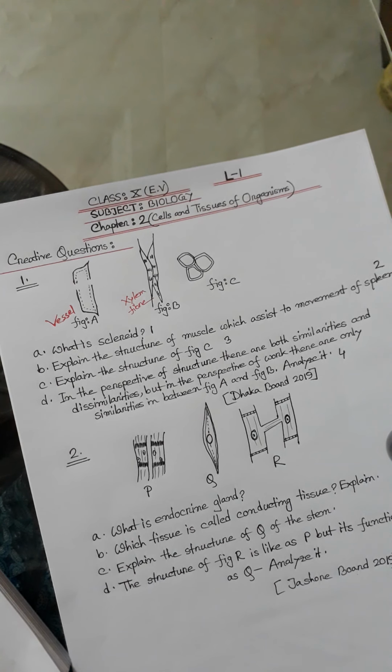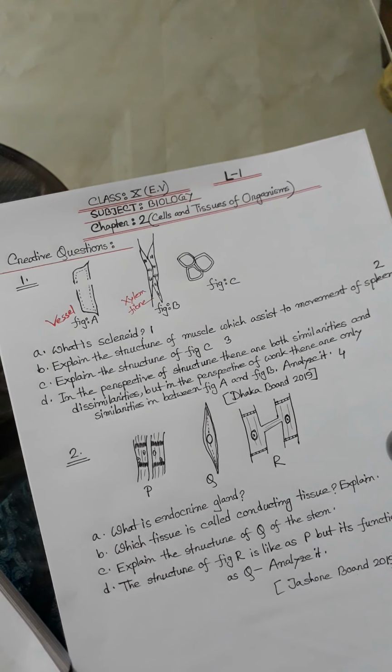First one, a question: what is sclereid? Sclereids are one type of cells of sclerenchyma tissue. Because of their hardness, these are called stone cells. In mature sclereids they have no nucleus.